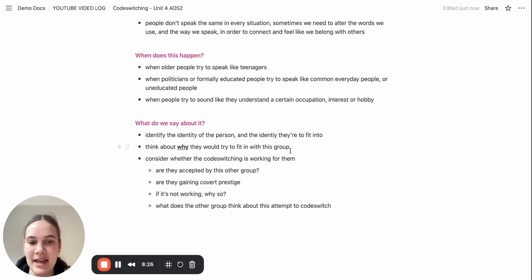And then the identity that they're trying to fit into. So I've got the identity of that person, which we've got as an older adult, and the identity they're trying to fit into, just ignore my slide typo there, which would be a teenager, right? They're trying to fit into the identity of a teenager. Then think about, why would they want to fit in with this group? For an older adult, why would they want to fit in with a teenage group? Well, it makes them feel cooler, makes them feel younger.